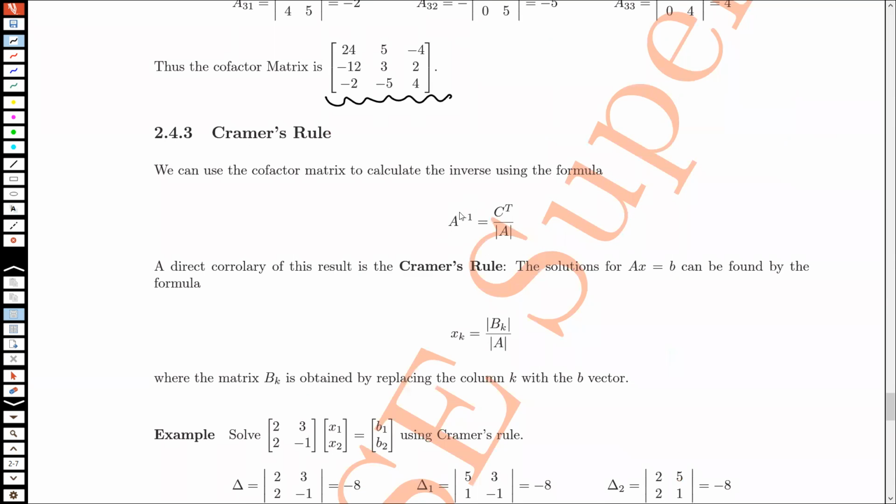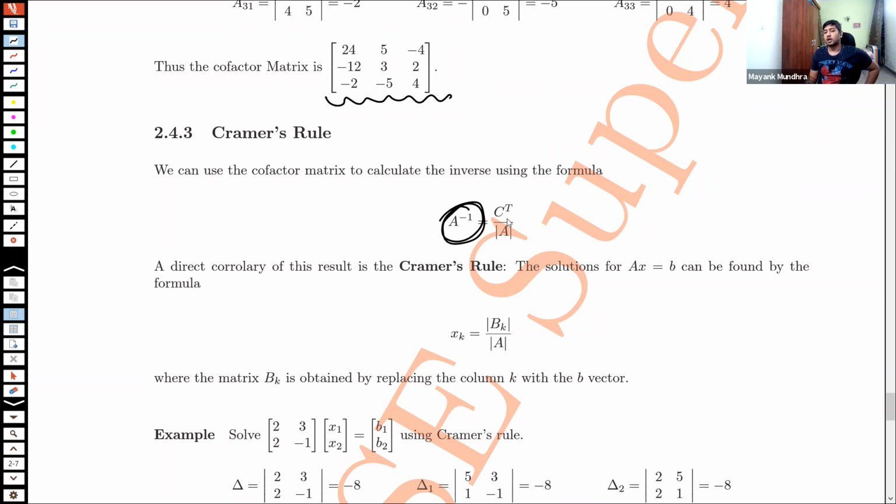Cramer's rule says that suppose you want to find the inverse of a matrix, you can use the transpose of the cofactor matrix and divide it by the determinant of A. That's Cramer's rule. Obviously, we saw one technique of finding A inverse that was using Gaussian elimination.